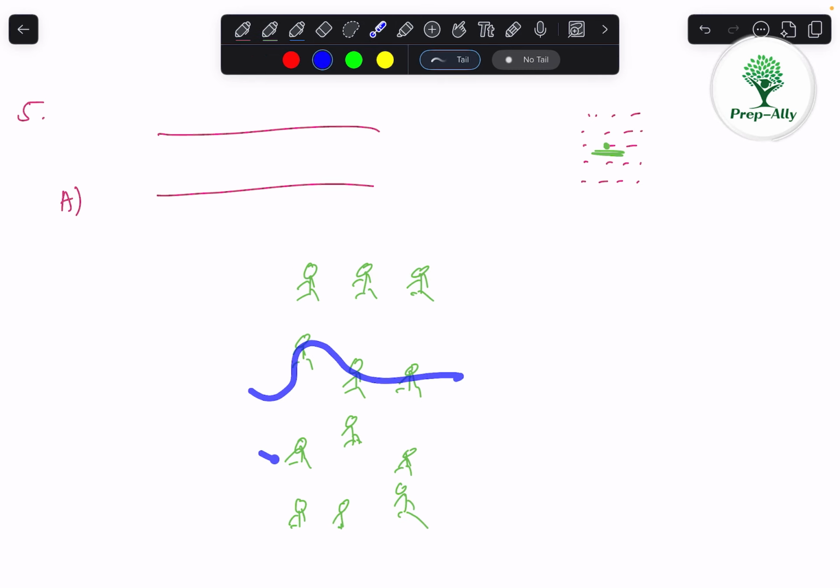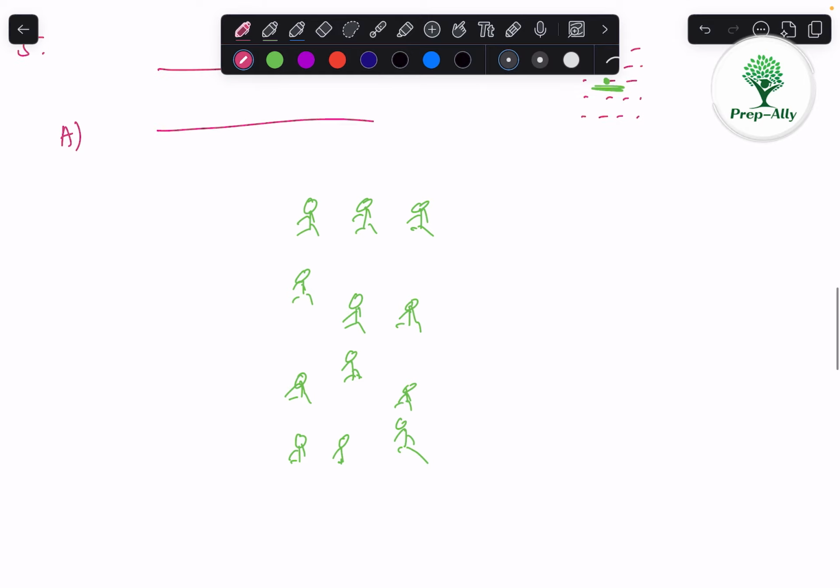So the sound is produced not by change in direction. The basic fundamental reason is vibration of air only. So A is the correct answer.